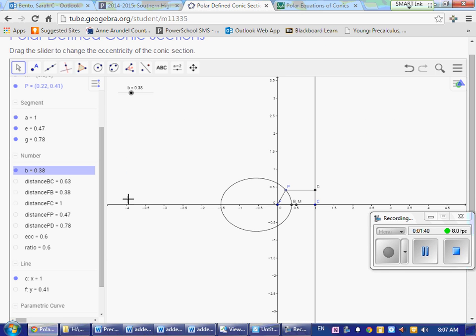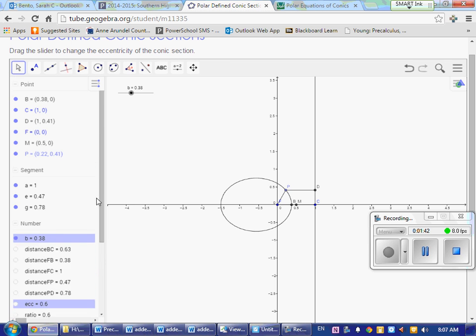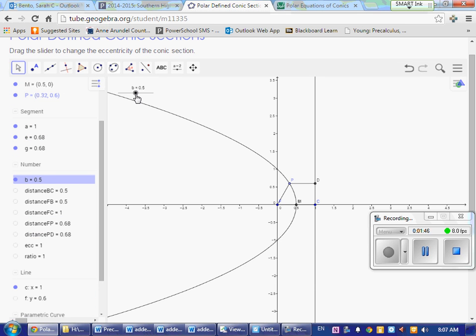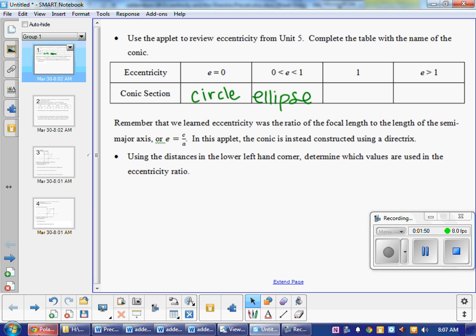What happens when the eccentricity, again, watch right here, what happens when the eccentricity is exactly 1? Good, it's a parabola, so let's record that. And then what about when the eccentricity is over 1? Hyperbola, good. Let's go ahead and write that one. We know that one's a hyperbola.